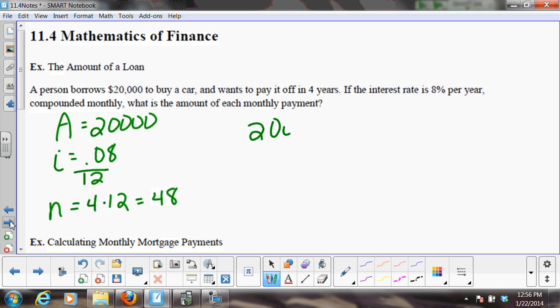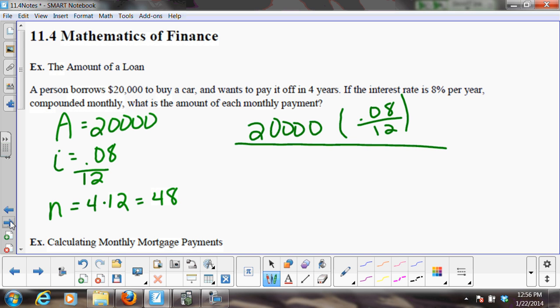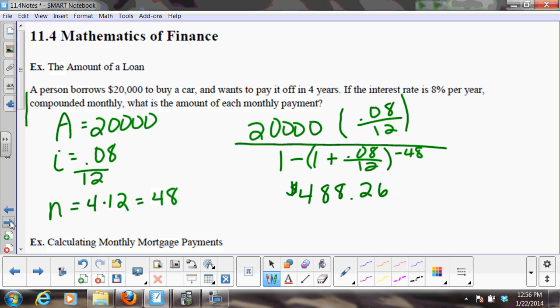So we have $20,000 times 0.08 over 12. That's a long decimal. Divided by 1 minus 1 plus 0.08 over 12 to the negative 48. Now be careful with all your parentheses and your fractions and everything in here. You get 488.26 at the end. That's how much you could have your monthly payments be.